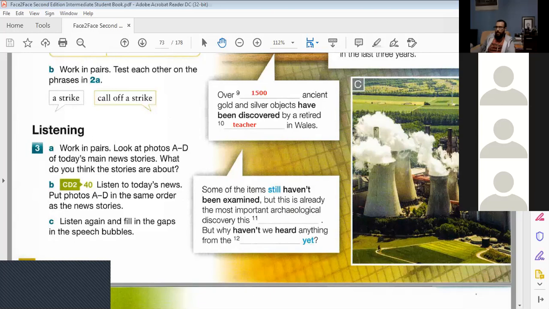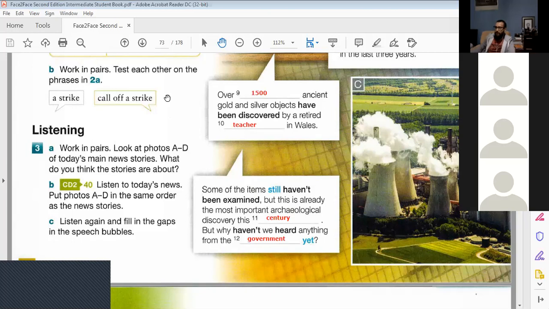Century. Century. That's correct. Government, yeah. Government. And government. From the government yet. Correct. All right, so let's listen to the rest of it and let's see.